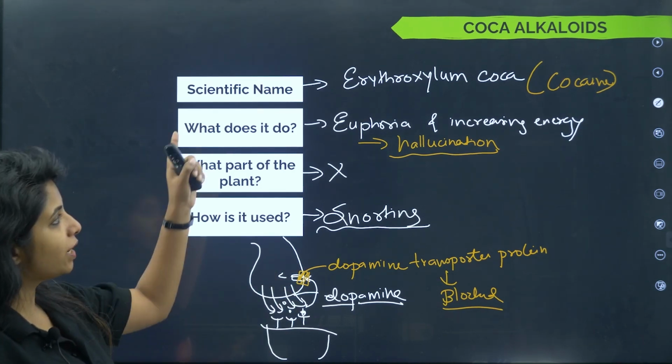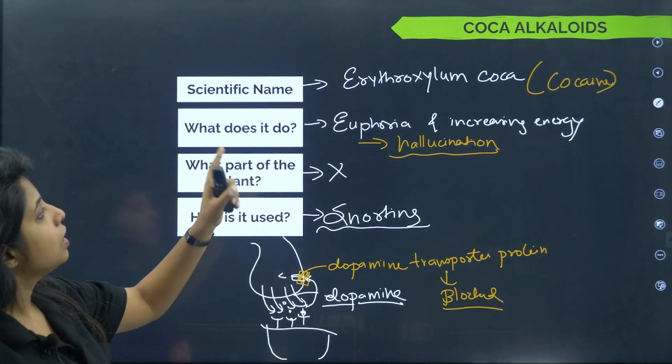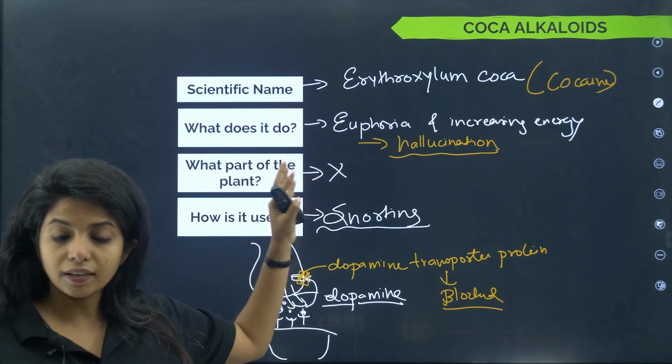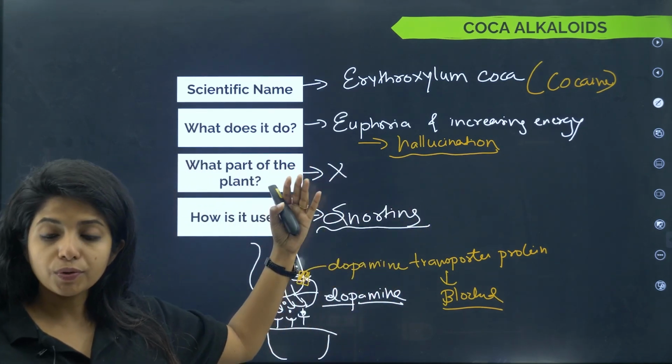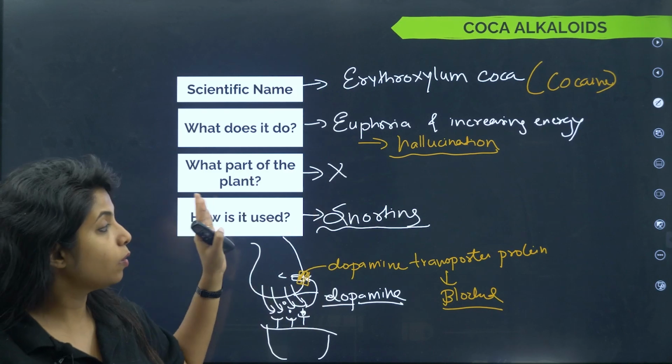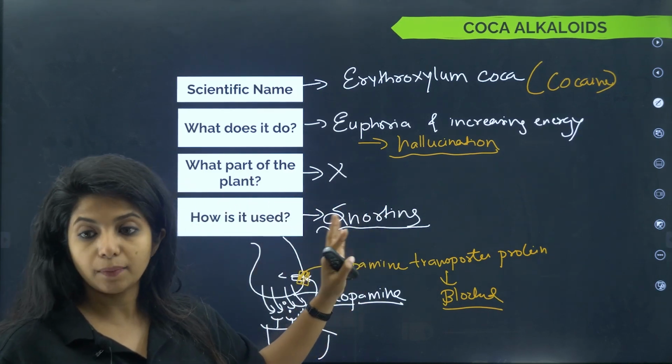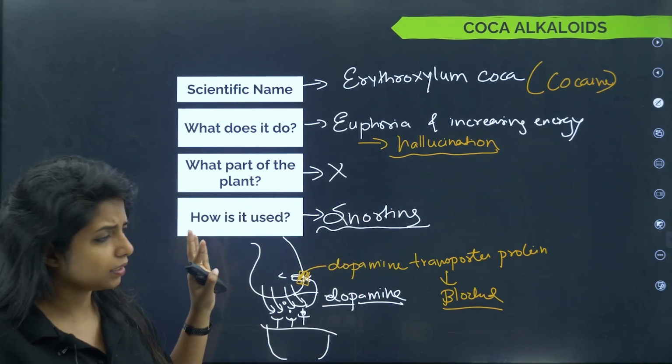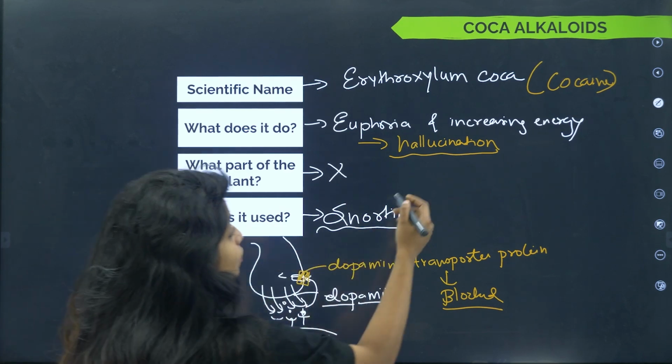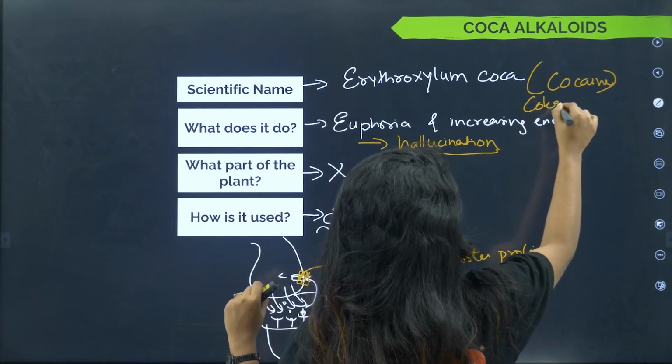Once more we will revise. Scientific name Erythroxylum coca. What does it do? Euphoria, and it usually increases energy, but in more doses it causes hallucination. And how is it used? It is used with the help of snorting. And the other names of cocaine are what, children? Coke or crack.